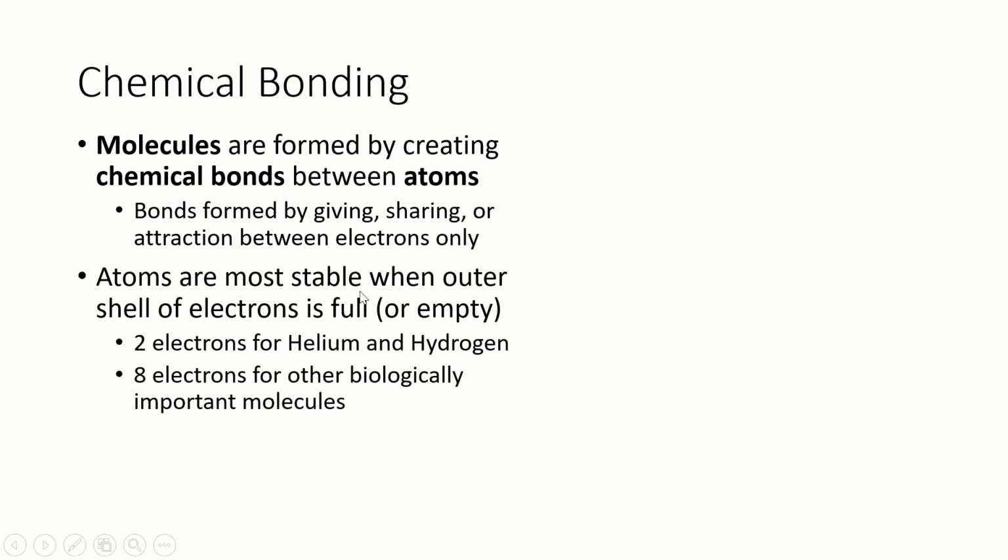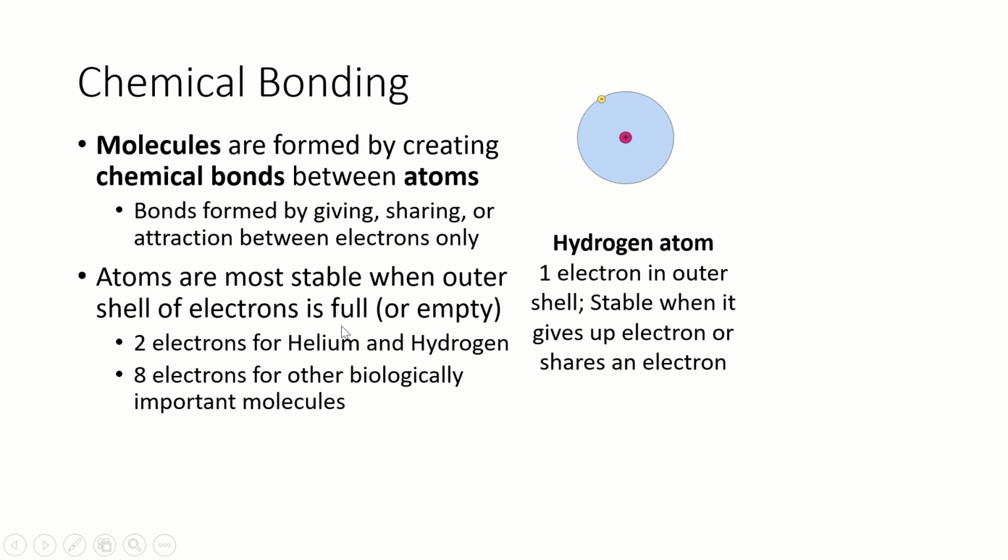Atoms are stable when their outer shell of electrons is either completely full or empty. What does that mean? For the smallest atoms, helium and hydrogen, they have one outer shell that can hold 2 electrons. So hydrogen has 1 electron, and it either wants to share another electron so that it has 2, or give up this electron so it has none. Either way, much more stable than having this one unpaired electron hanging out by itself.